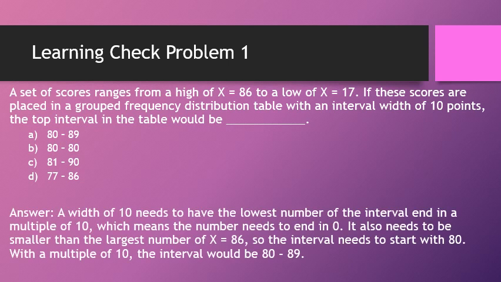So the answer here is a width of 10 needs to have the lowest number of the interval end in a multiple of 10, which means the number needs to end in 0. It needs to be smaller than the largest number of 86. So a number that ends in 0 that's smaller than 86 would be 80. So the interval would be from 80 to 89. That would be an interval of 10 numbers. So the answer would be A.